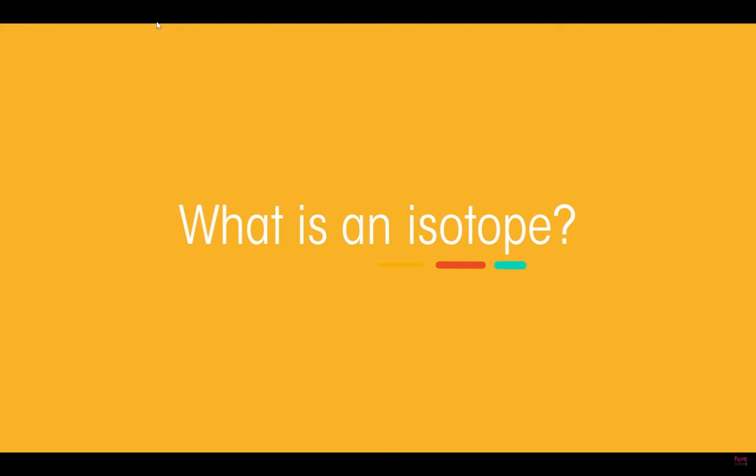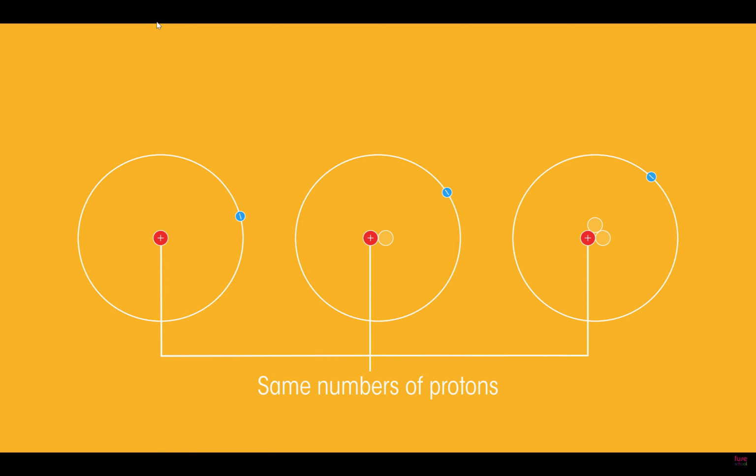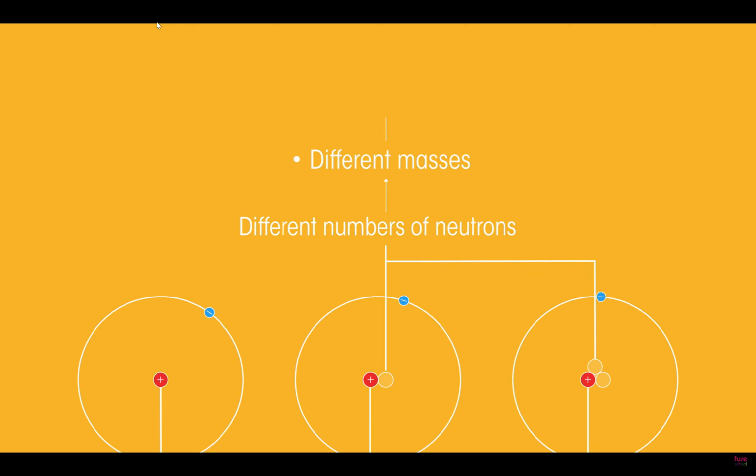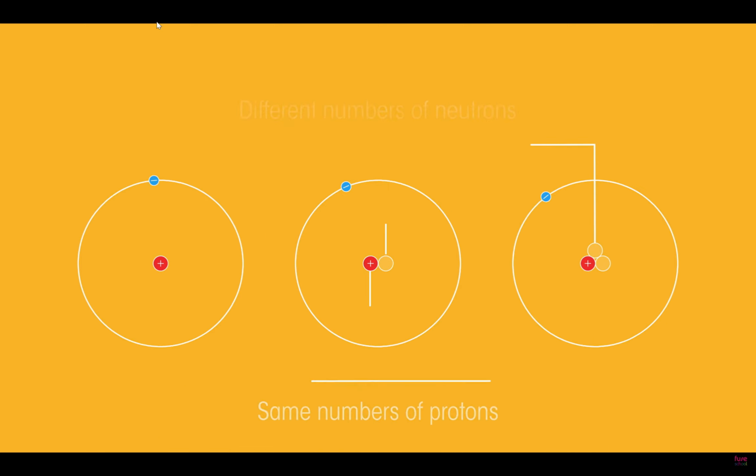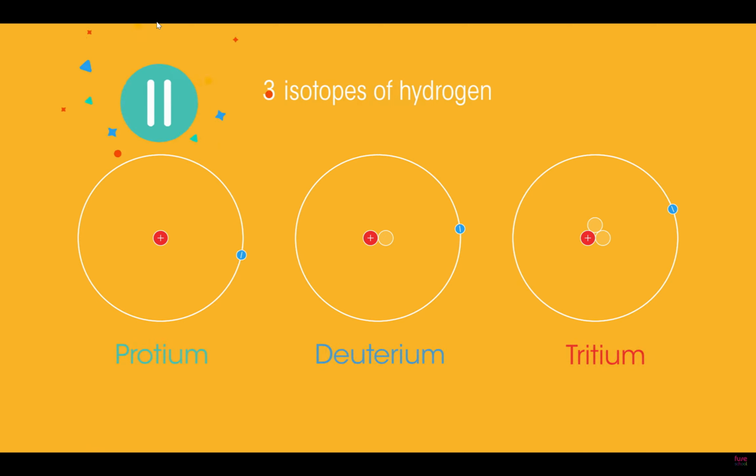Lastly, let's talk about isotopes. There are forms of elements with the same number of protons, but different numbers of neutrons. This means they have different masses, i.e. their mass numbers differ, but their atomic number stays the same. Here are 3 known isotopes of hydrogen. Pause the video and see if you can see what is the same and what is different between the isotopes.